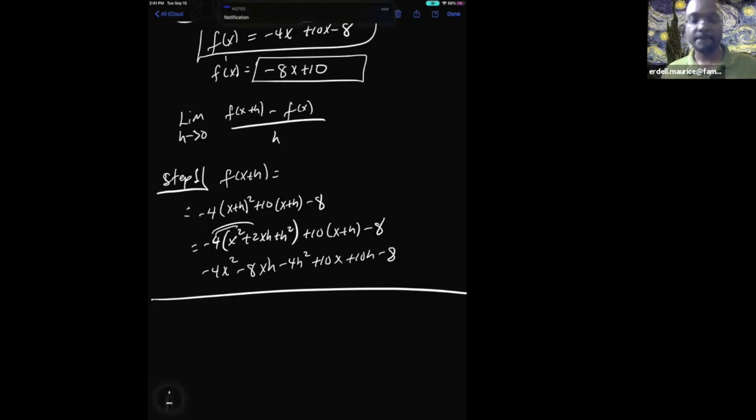Okay. Step number 2 is going to be f of x, but that is simply the original problem. All right, so let me pause right there. Any questions on the first 2 steps?